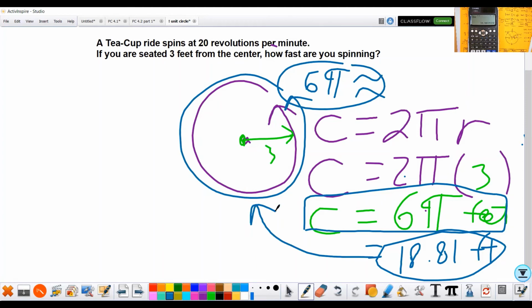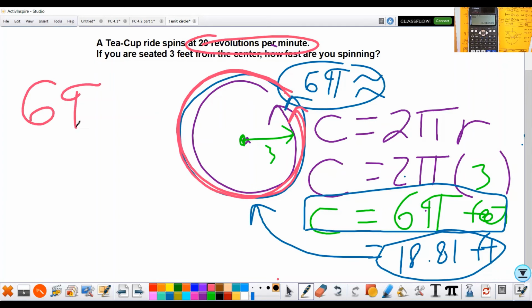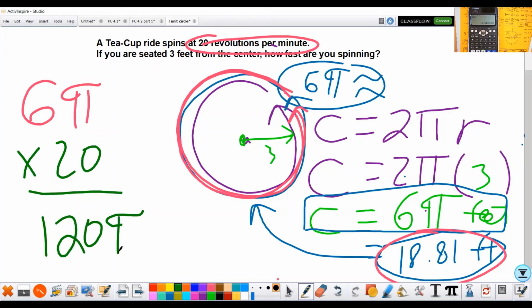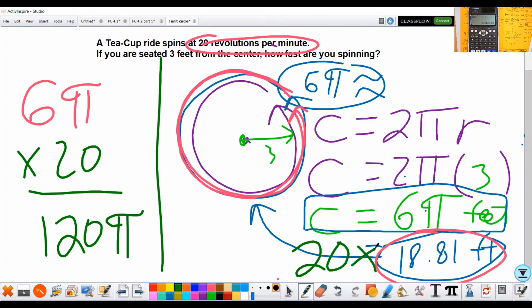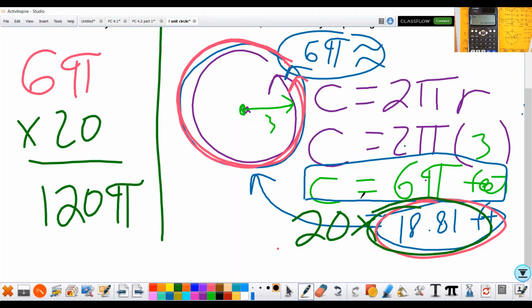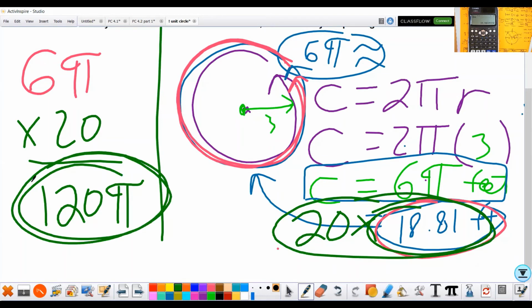How many times did you go around? So if it's 18.84 feet all around, you went around 20 times, didn't you? Oh my God. So we're going to take 6 pi, or you can use the 18.84, and go around 20 times. So that's 120 times pi, or you could do 20 times 18.84. So either one of these answers is right, 120 pi feet or 20 times 18.84.